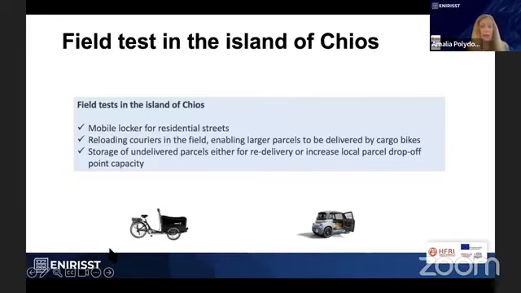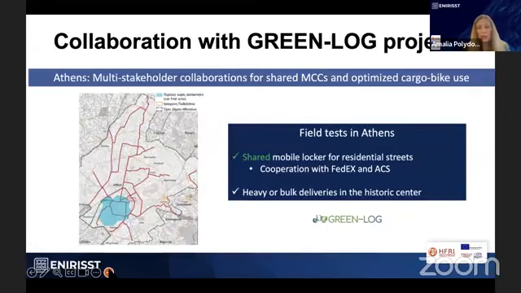And this comes hand in hand with other European projects, for example, the Green Log project that we are participating in, and together with FedEx and ICS, we're going to use this equipment that was purchased from EN.I.R.I.S.T to conduct similar experiments in the city of Athens.